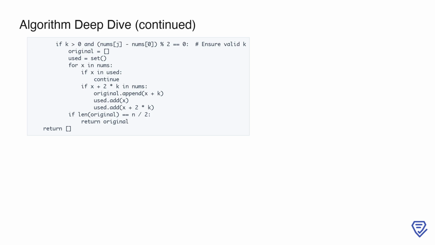If the length of original matches half the size of nums, we return the reconstructed array as a valid solution. If no valid array is found after processing all candidates, we return an empty list. This approach ensures that we systematically explore all possibilities while maintaining efficiency through the use of hashing and pairwise matching.